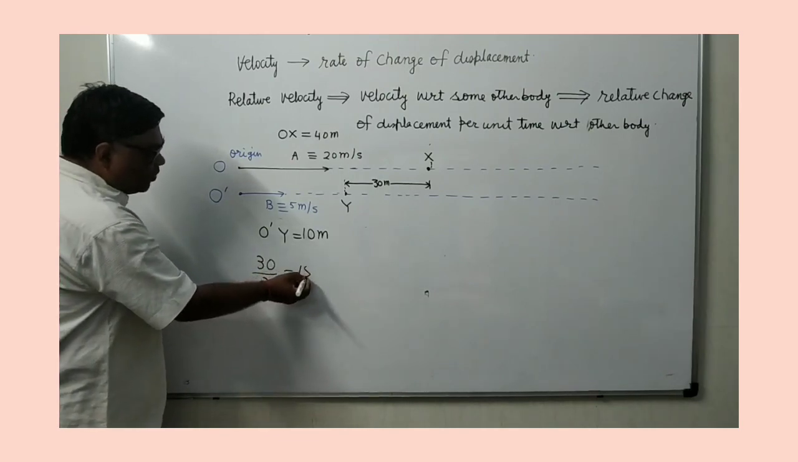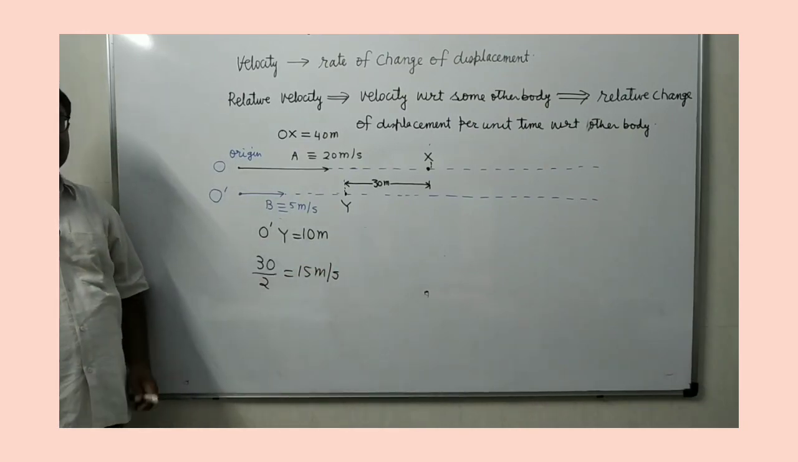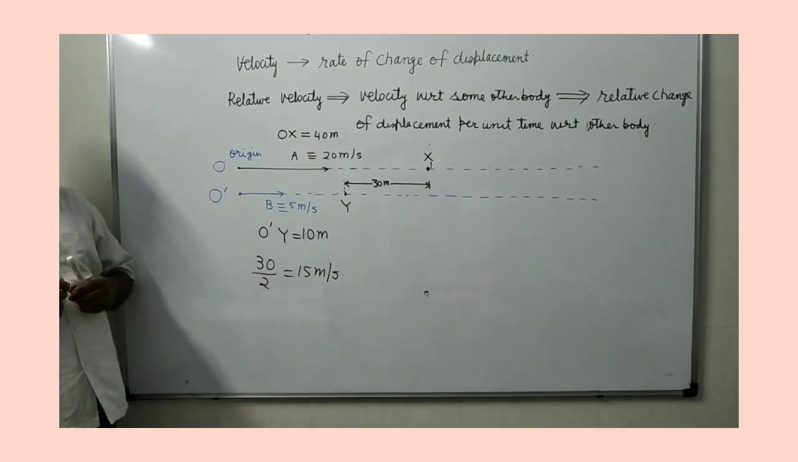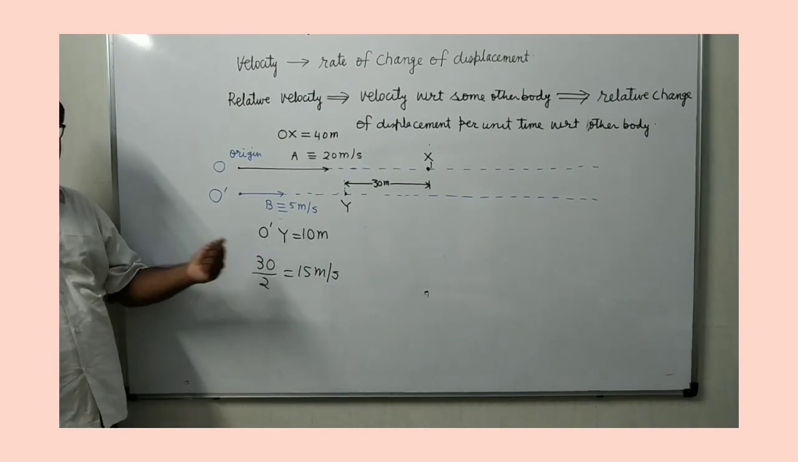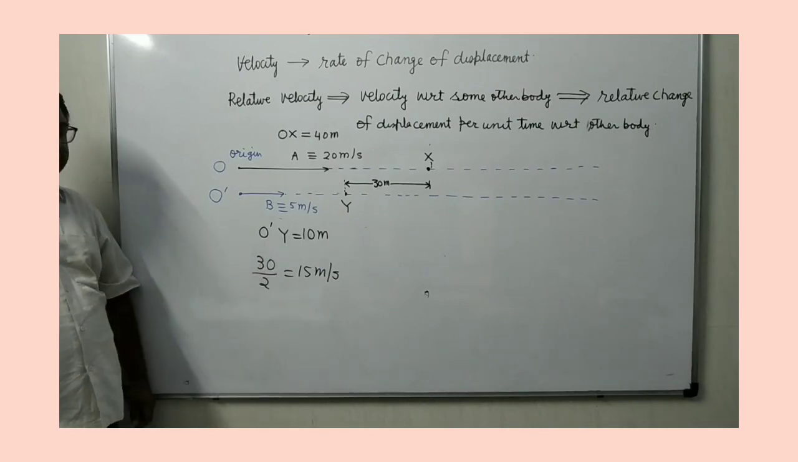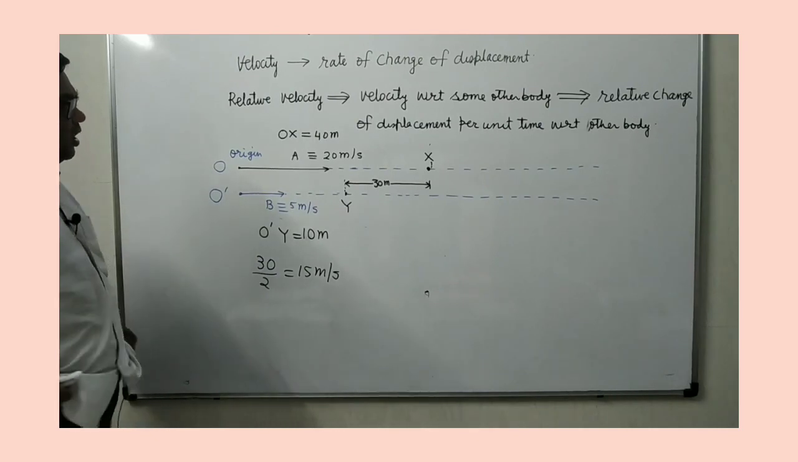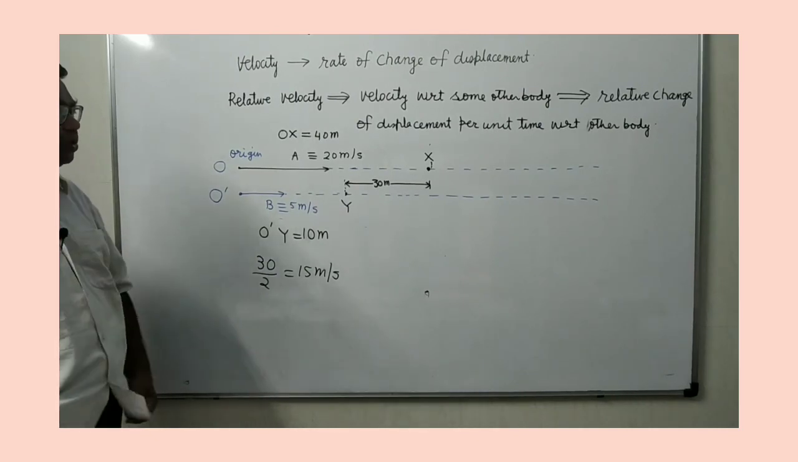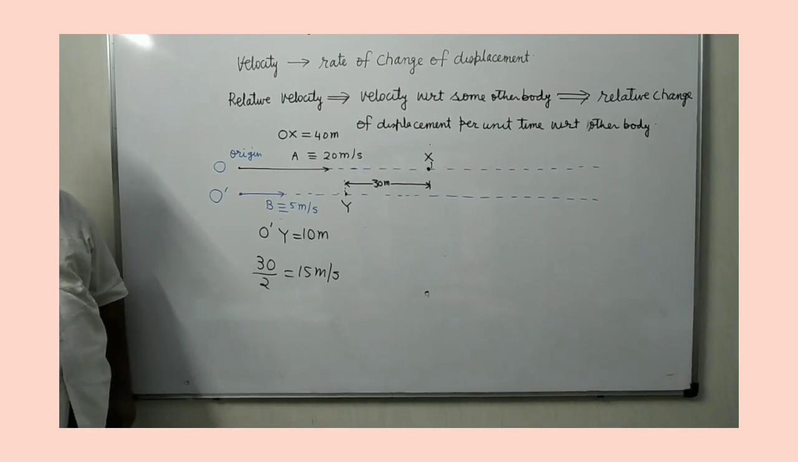Once again, 15 meter per second. It's clear? The rate of change of relative separation, relative displacement between both the bodies, will be 15 meter per second. Is it clear? Means what will be their relative speed? The relative speed of x or relative speed of y will be 15 meter per second.